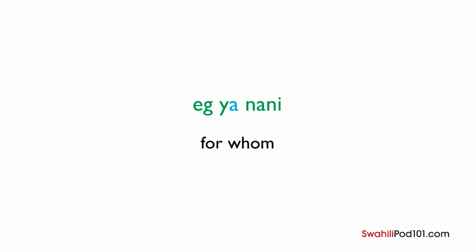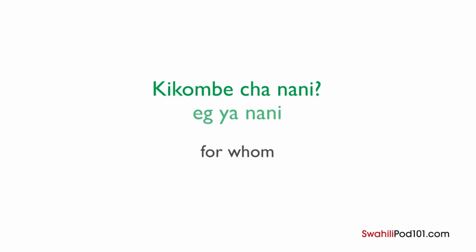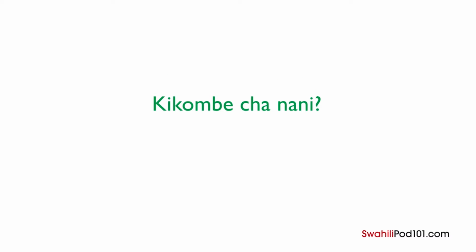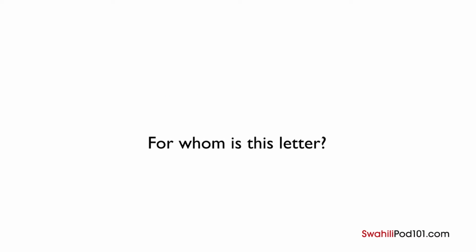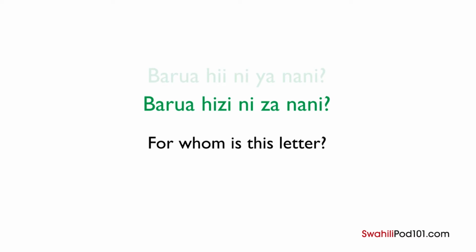A takes different forms depending on the noun being used. For example, in the sentence, kikombe cha nani, for whose cup, the noun kikombe takes cha. Notice the ch has been added to a. So if you want to know for whom is this letter, you'll ask, barua hii ni ya nani? Or if it is for more than one person, barua hizi ni za nani?